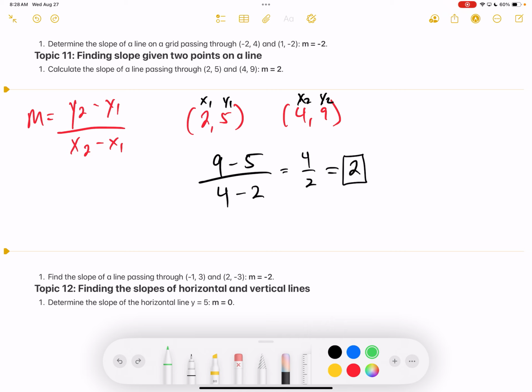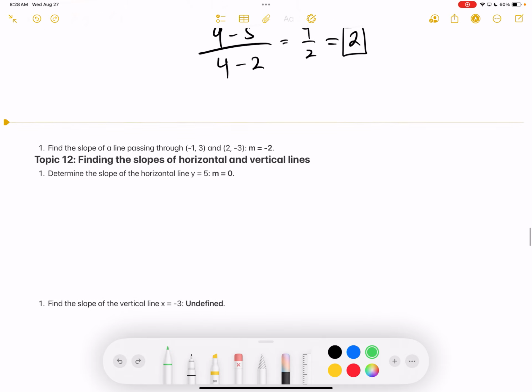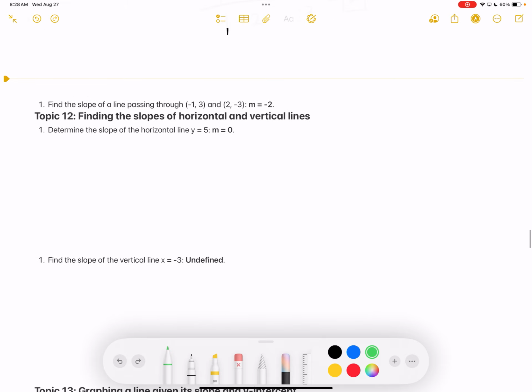And I'm kind of only doing one of these because I feel like a lot of this is probably review for you. So if you need me to do another one, let me know. All these should be quick.